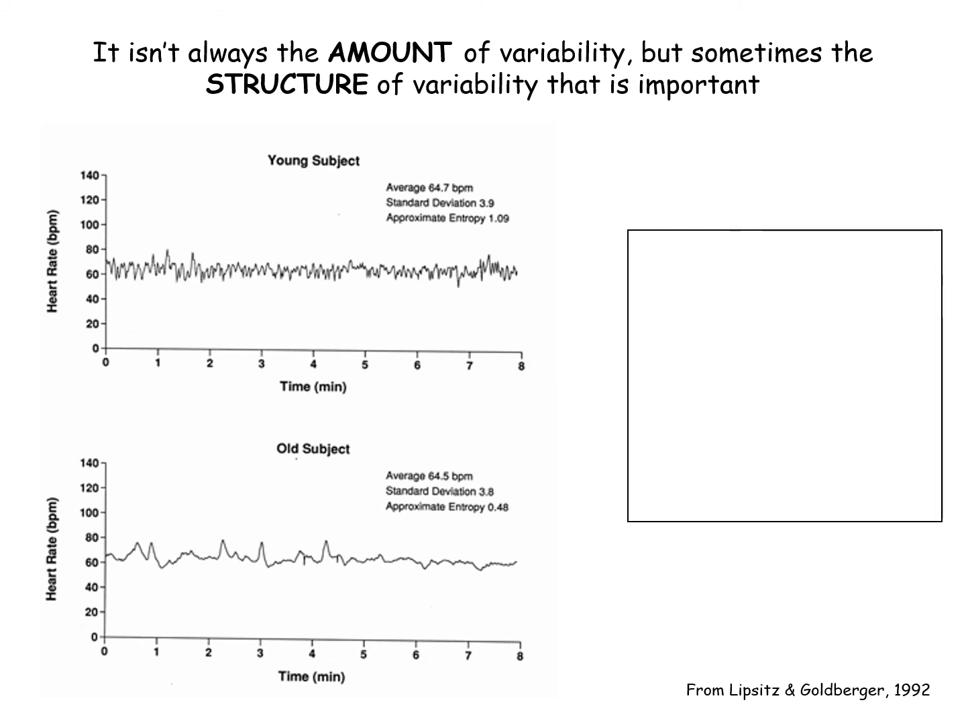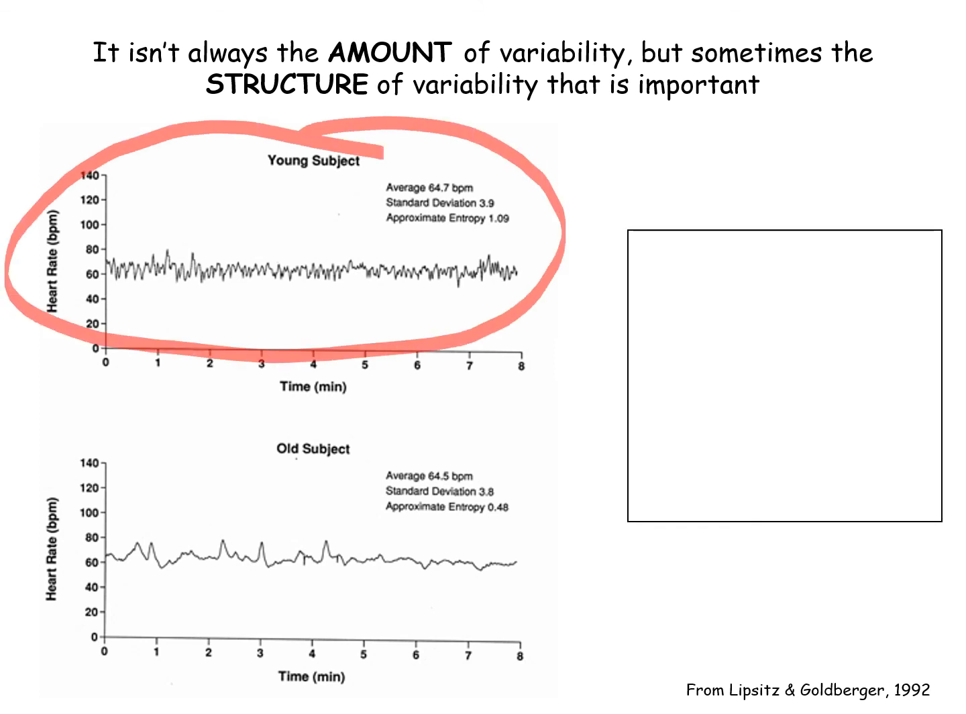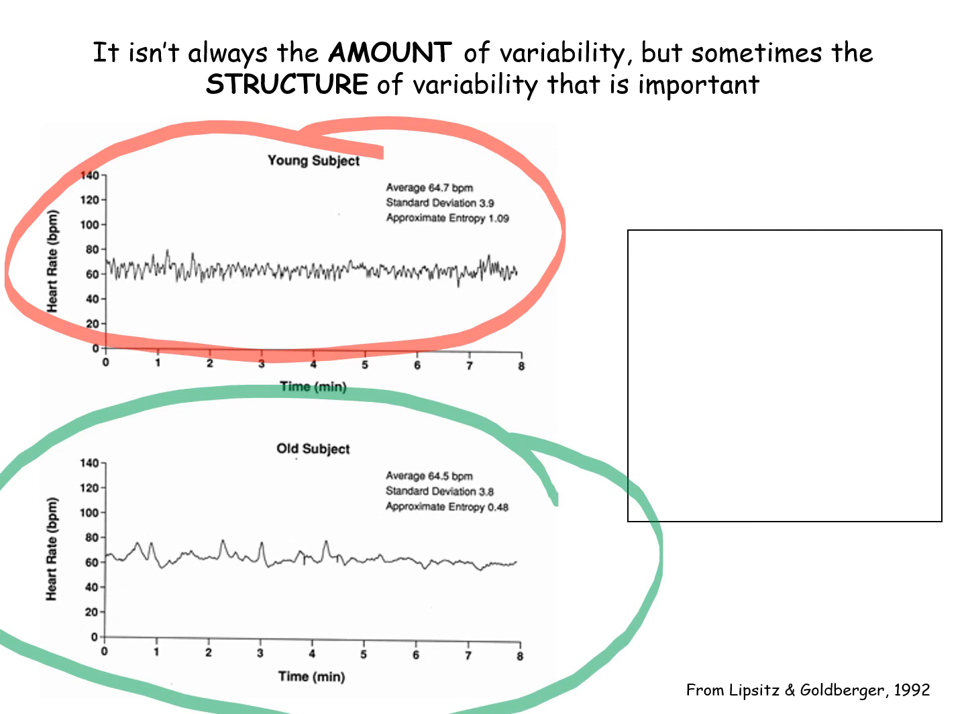So when we look at this, we have two subjects. We're looking at their heart rate. Okay? We have a young person here and an older person here. Let's look at the structure of this movement. If we're looking at the standard deviation, they're not too terrible. The young person has a standard deviation of 3.9. The old subject has a standard deviation of 3.8. So they're not that different.